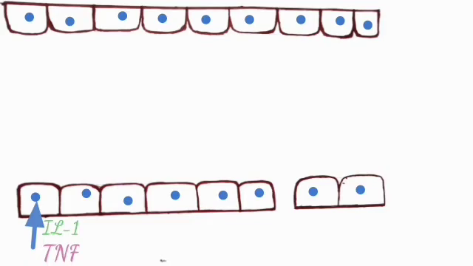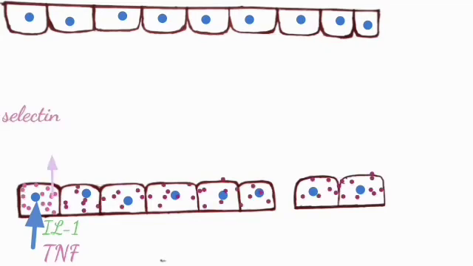Now, what does activation of endothelium mean? Normally, endothelium contains some adhesive molecules, for example, selectin and ligands for integrin, such as VCAM and ICAM. These will be exposed over the endothelial surface after exposure to the cytokines, interleukin 1 and tumor necrosis factor from the macrophage. This process is known as endothelial activation.